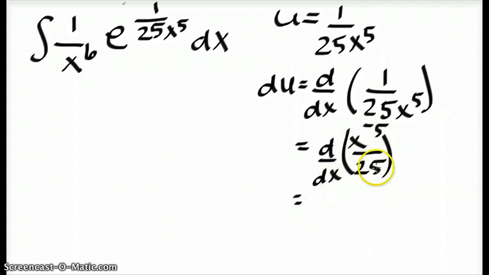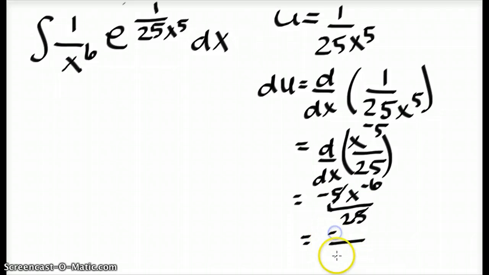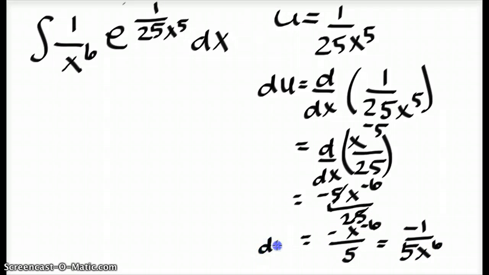So now I'm going to go ahead and take the derivative of this. So we move the negative 5 out in front, right, to take the derivative. And we decrease our exponent by 1. And it's still going to be over 25. And then we can just go ahead and simplify. So these are going to cancel, and we're going to get still negative a 5 in the denominator. And that 5 went away, and we have x to the negative 6. And you always want to try and write it with positive exponents. So we're going to go ahead and move this x to the negative 6 down to the denominator. So we have negative 1 over 5x to the 6th is equal to du.